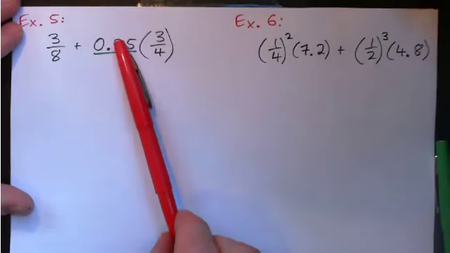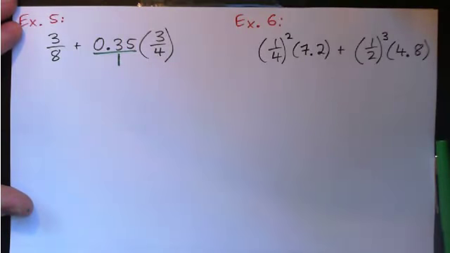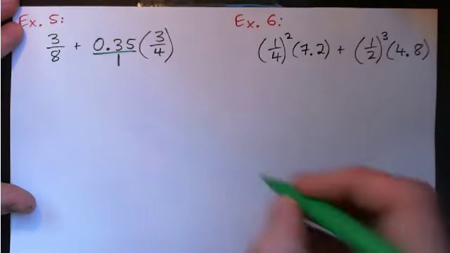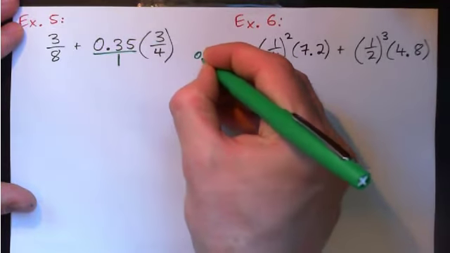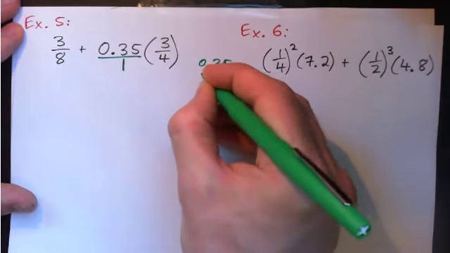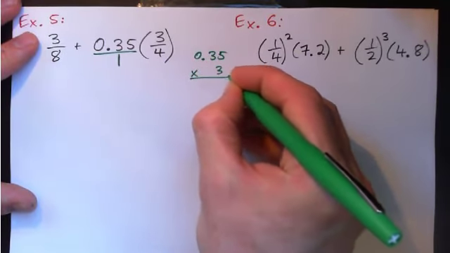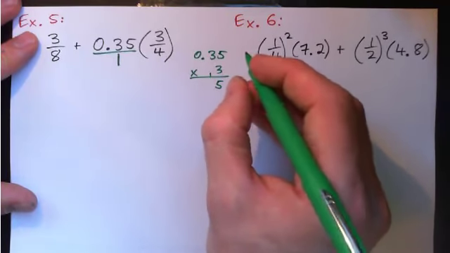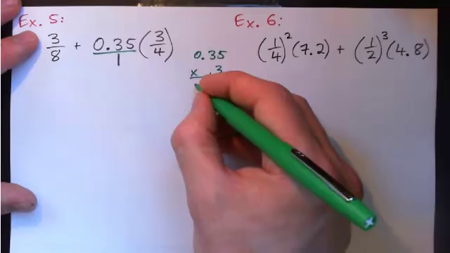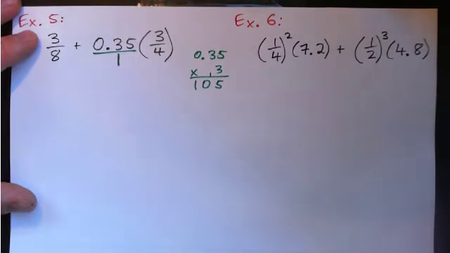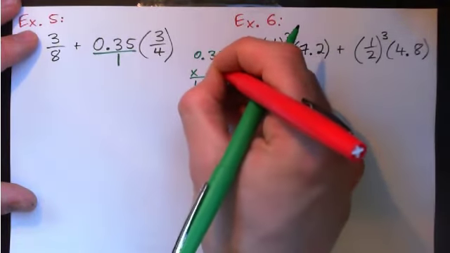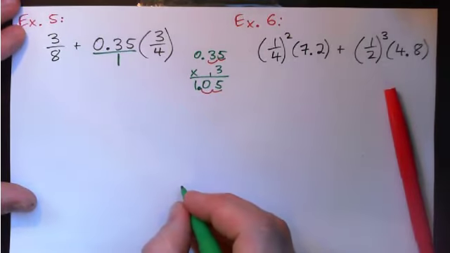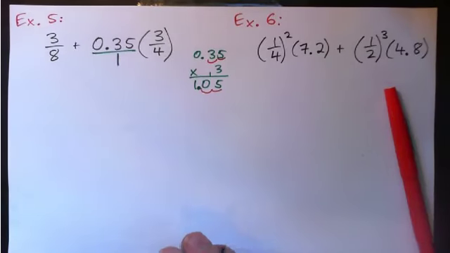If I multiply across, I'll get 0.35 times 3. 3 5s is 15, carry the 1. 3 3s is 9. 9 and 1 is 10. And I have 2 decimal places in the question, so 2 in the answer. 1.05.